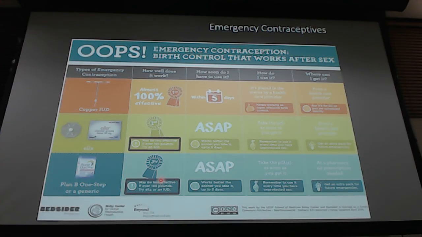Yes? Just for clarity's sake, because it does matter to a lot of people, if you're using the copper IUD in this way and you're waiting 5 days, you'd essentially be preventing it from getting implanted after you fertilize. I don't know if y'all talk about it in women's health or not. It depends on what you define as a pregnancy. Yeah, right?